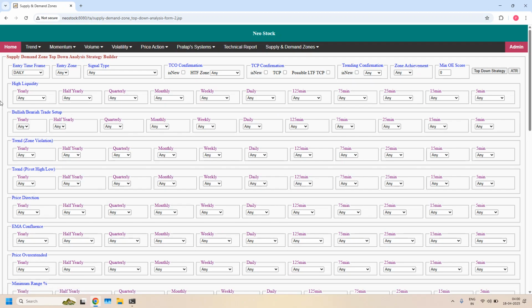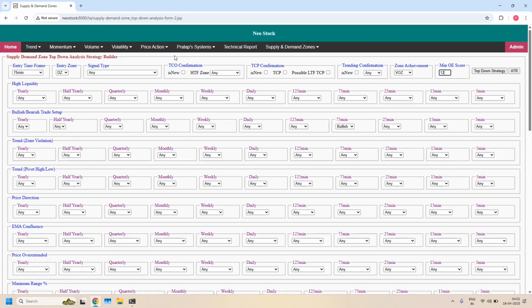First, weekly income trade bullish trade setup. Entry time frame is 75 minutes. Entry zone, demand zone. In bullish or bearish trade setup, at 75 minutes entry time frame, I am selecting bullish. And zone achievement, violated opposing zone. And the minimum odd enhancer score should be 12.